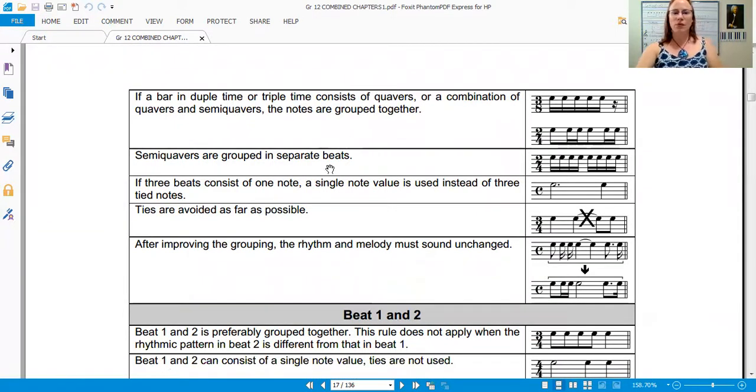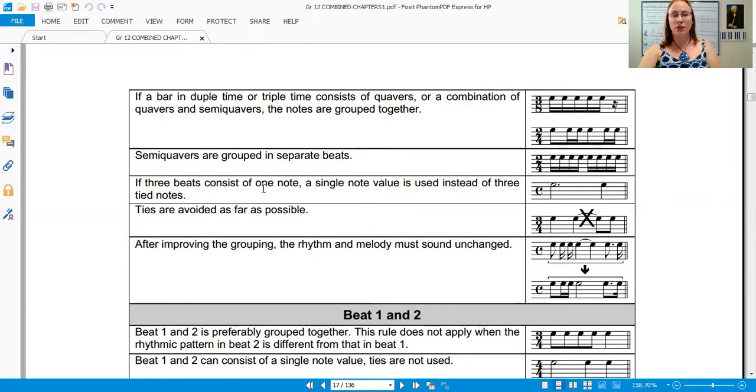Okay, then semiquavers are grouped in separate beats, and that is if you have crotchet beats in a bar. So that goes for 2/4, 3/4, 4/4. And of course, if this had to be 3/8, it would be 4 demisemiquavers that are grouped together in your beats. Okay, then just another general rule.